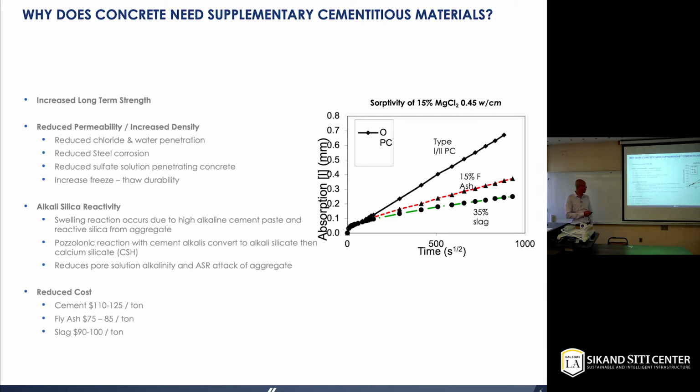At the same time, by densifying the concrete, you reduce the permeability of the concrete. So it's harder for chloride, sulfate, and water to penetrate into your concrete. It makes it harder for those materials to get to the steel. So it's going to reduce corrosion of your steel and make the steel and concrete last longer.